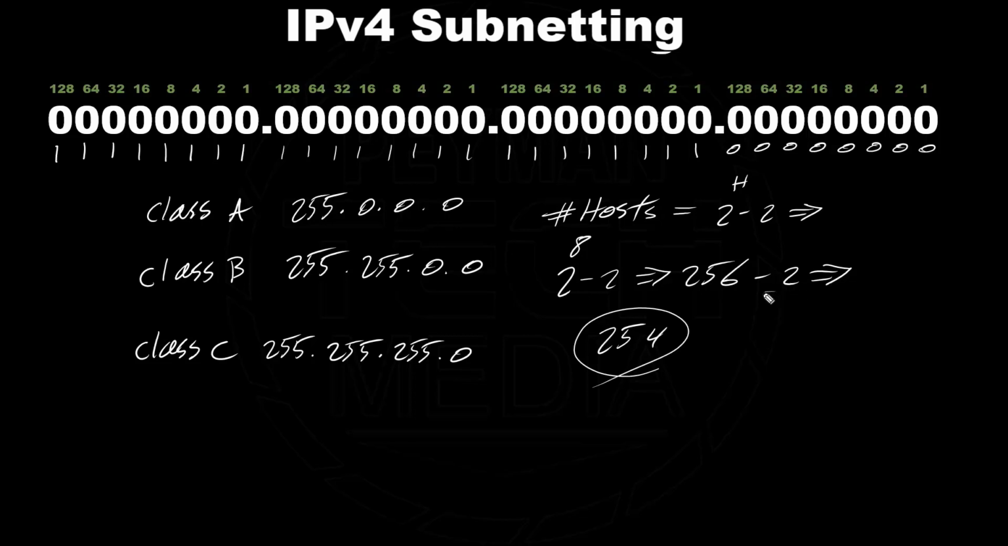That's why we do the minus 2, because one IP address for network address and one IP address for the broadcast address, and all the available IP addresses in between, that's the available usable IP addresses that we can use.